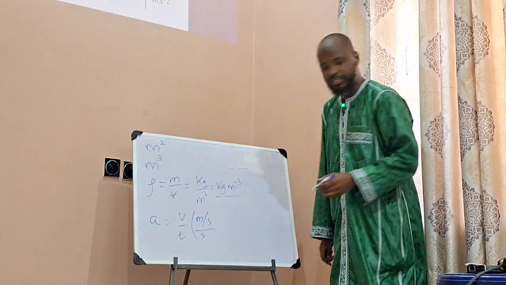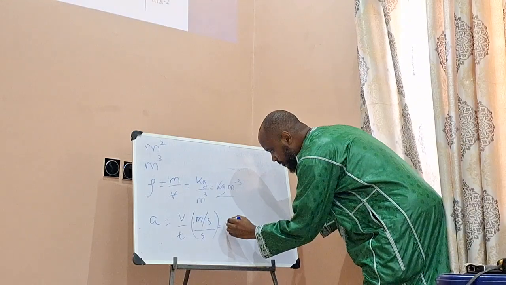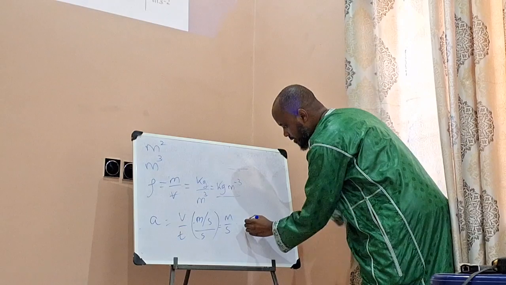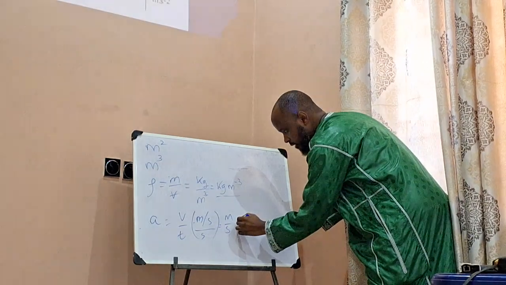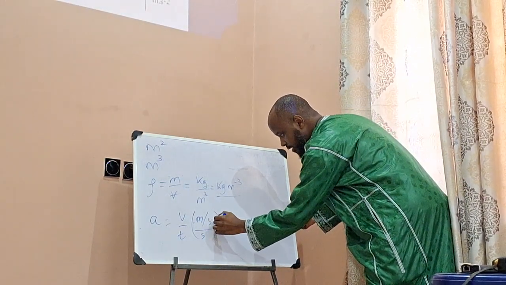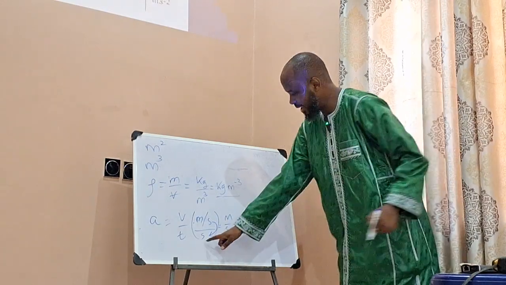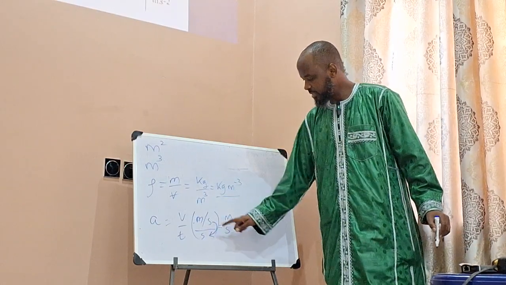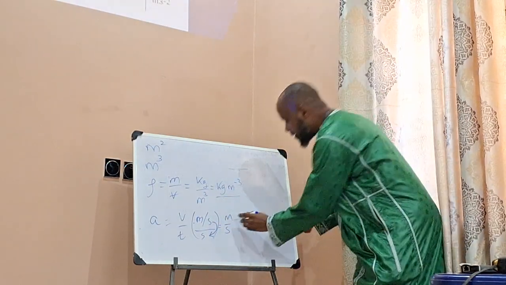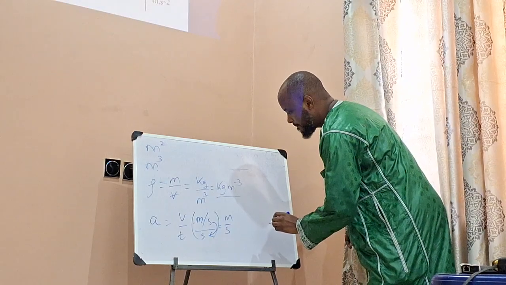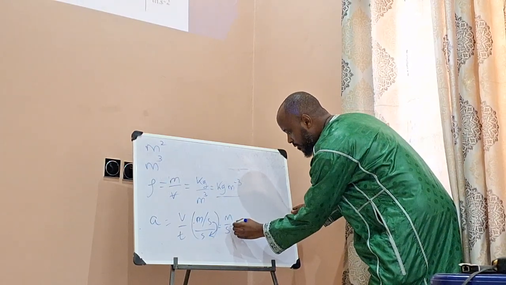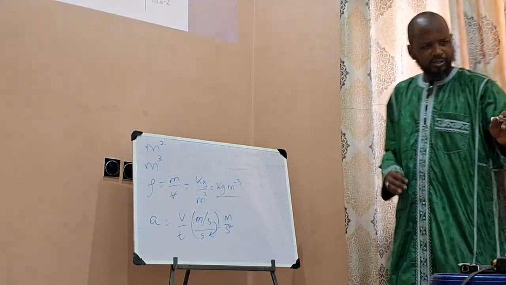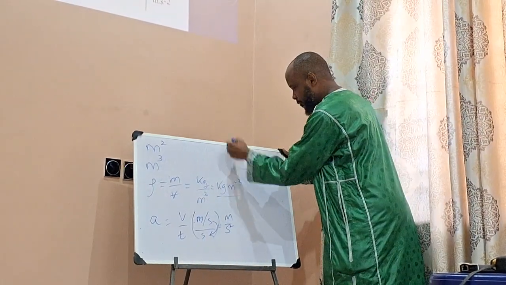Okay, from mathematics, it will tell you that this will change. This is meter per second, then divided by second. This second will go down and multiply with this one, so it will become meter per second squared.